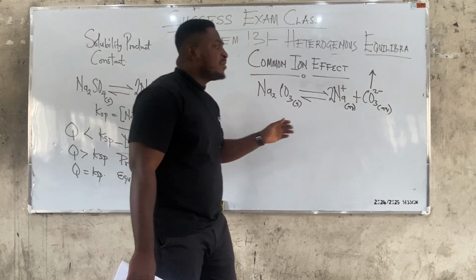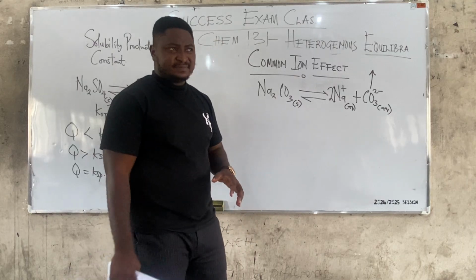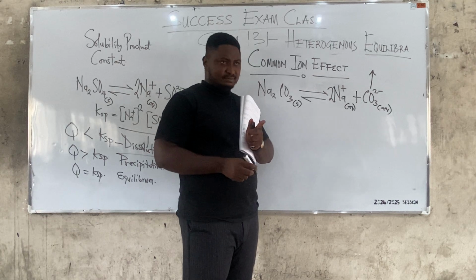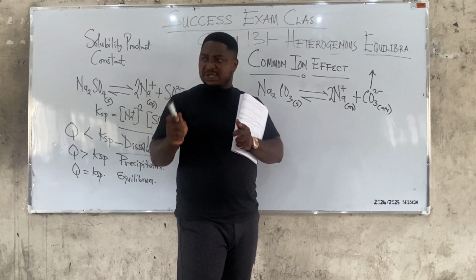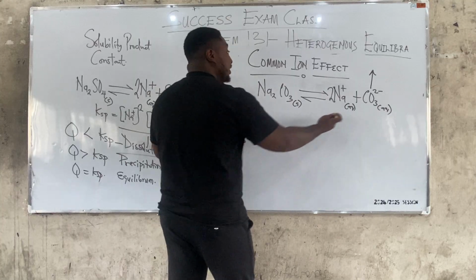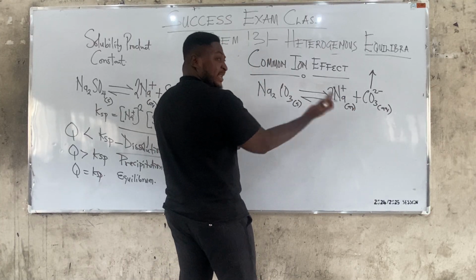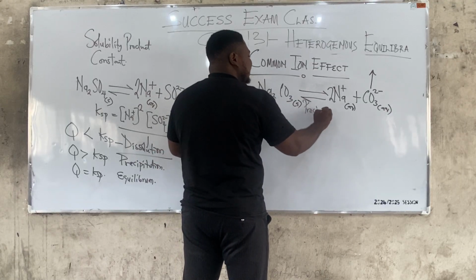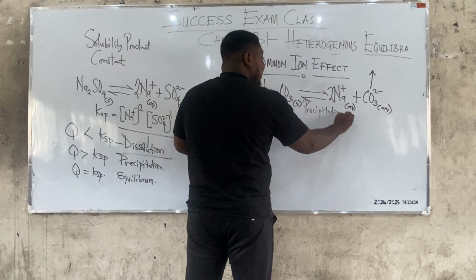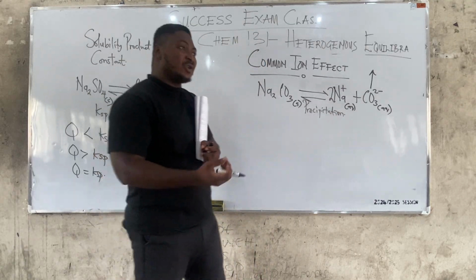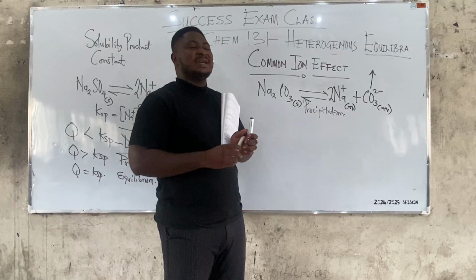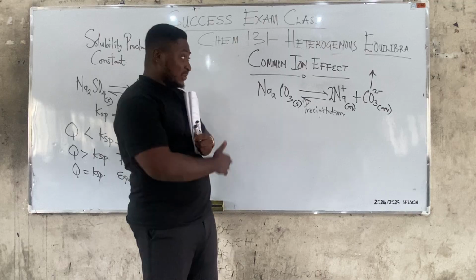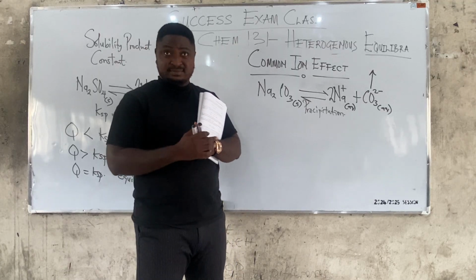Left. Class, if the equilibrium position shifts to the left, what is the implication of that? Does it mean that there will be more dissolution or more precipitation? Thank you. Because going to the left means coming back. What happens when going back? Precipitate. Because when these salts are going back to form this, precipitation is occurring, right? And class, if precipitation is occurring, is there an increase in solubility of the salt or a decrease in solubility of the salt? Thank you. Decrease in solubility, because for precipitation to be occurring more than dissolution, there will be a decrease in solubility.